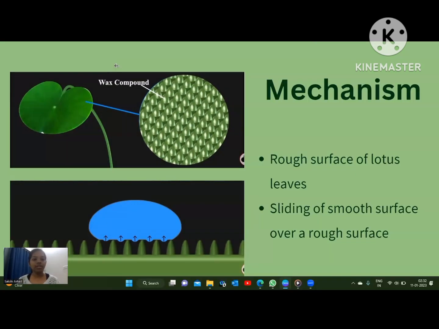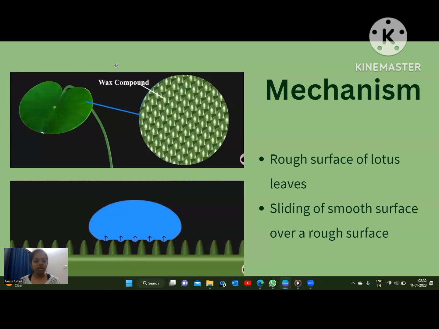Hello everyone, I'm Sai Jori and now I'm going to explain the mechanism behind the lotus effect. First point, the rough surface of lotus leaves. When we see the lotus, we feel that its surface is smooth, but in actuality, the lotus leaf has a rough surface.